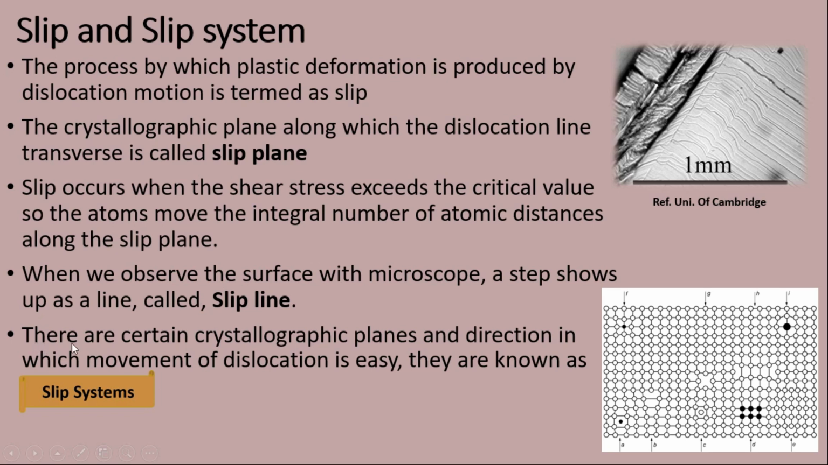Now, as we discussed earlier, there are certain crystallographic planes and directions in which movement of dislocation is easy, and they are known as a slip system. So we discussed that there are certain planes called slip planes where the dislocation moves. Such crystallographic planes, as well as the certain directions in those planes in which dislocation motion is easy, are altogether termed slip systems.